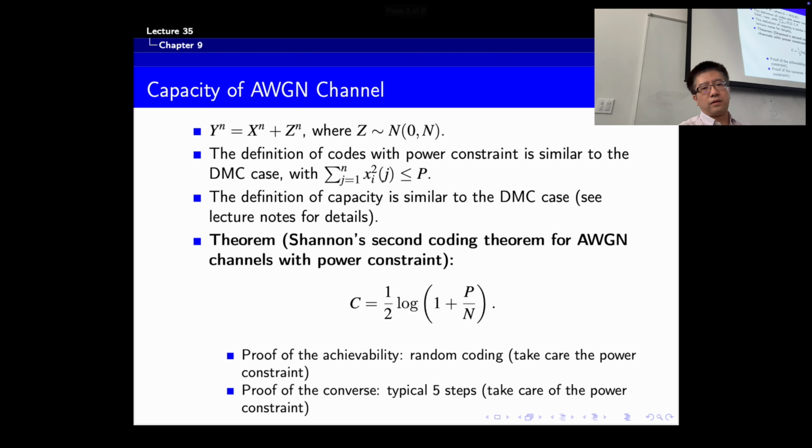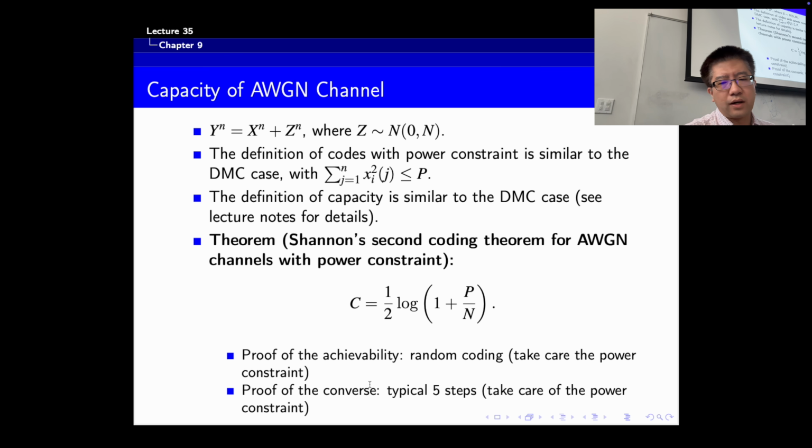Okay, and here are some definitions for the AWGN channel. And we know the capacity is given by this formula. Here the constraint is the power. Remember that we have this power constraint. Yeah, it should be average power. There should be 1 over n in front.